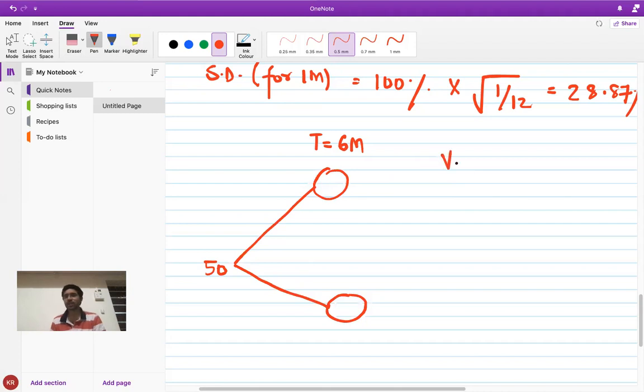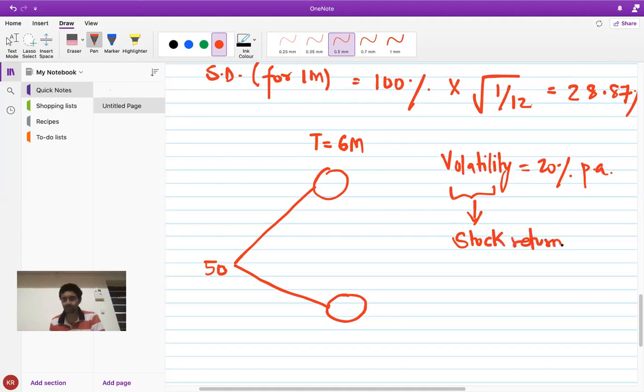If the volatility is, let's say, hypothetically 20% per annum, and this volatility is nothing but the volatility of stock returns. It's basically calculated as the normal SD, as you would have done earlier: summation of (x minus x bar) the whole square divided by n or n minus 1. You take the stock returns and calculate the SD of those returns, and that SD is 20% per annum.